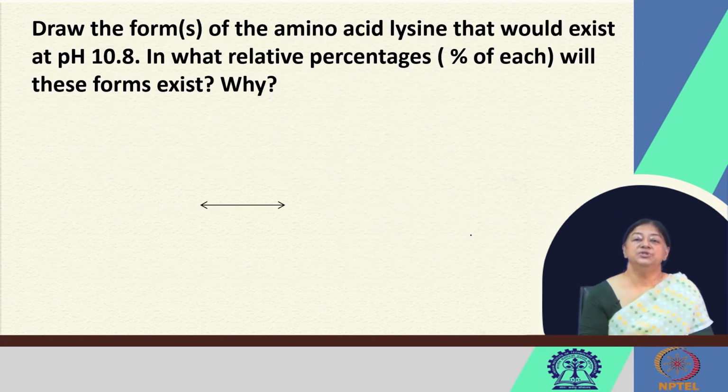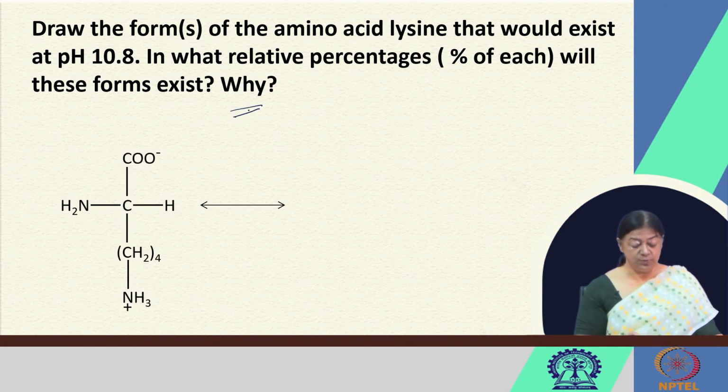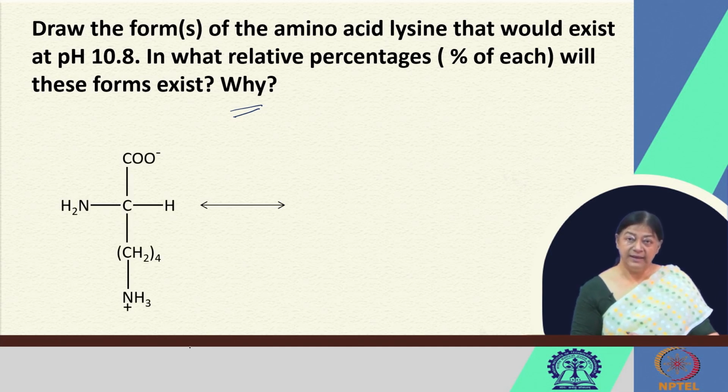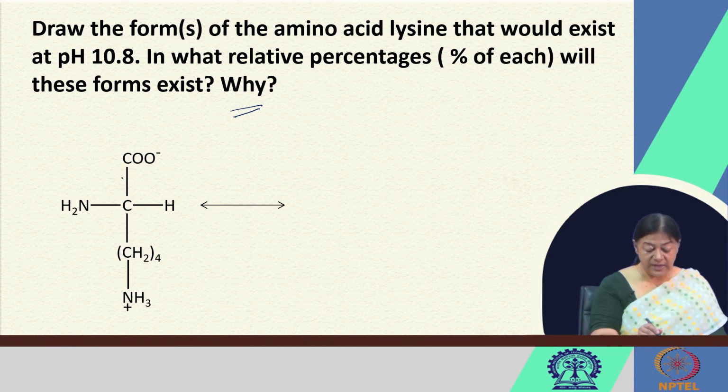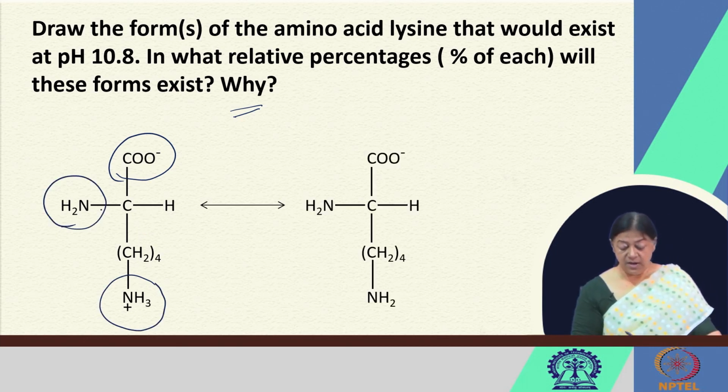We come back to some questions about amino acids. Draw the form of the amino acid lysine that would exist at pH 10.8, and in what relative percentages would these forms exist and why. So, this is what we call the Fischer projection of the lysine amino acid residue, where we have the COO minus, we have the NH3 plus here, and we have the NH2 here. Here we have the COO minus, the NH2 where we have lost this proton.